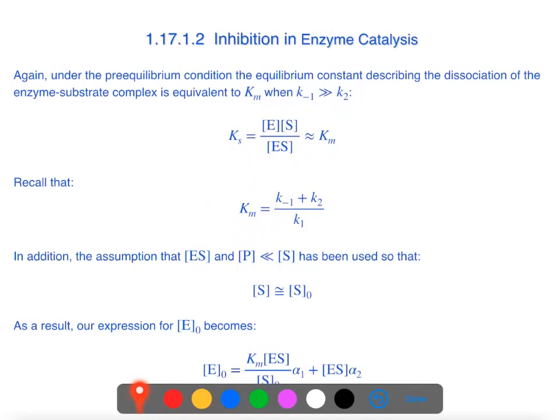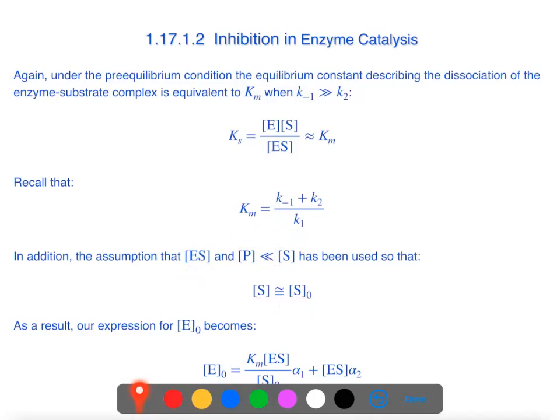In addition, the assumption that the concentration of the enzyme substrate complex and the concentration of product is much less than the concentration of the substrate also must hold true. In this scenario, we can equate the concentration of the substrate at any point in time during the course of this reaction to the initial concentration of the substrate.